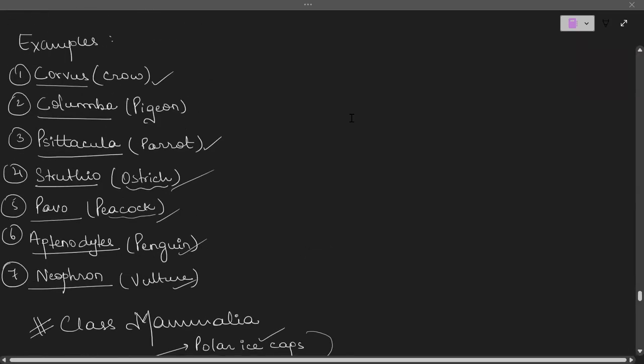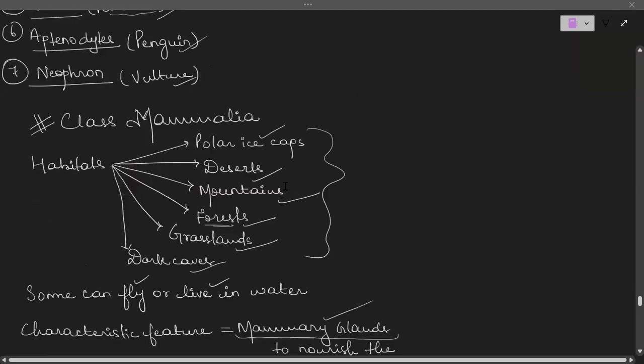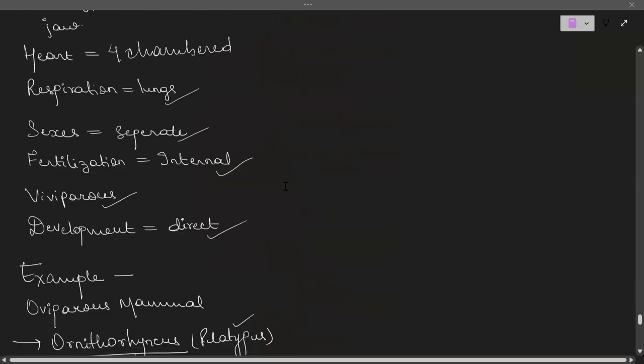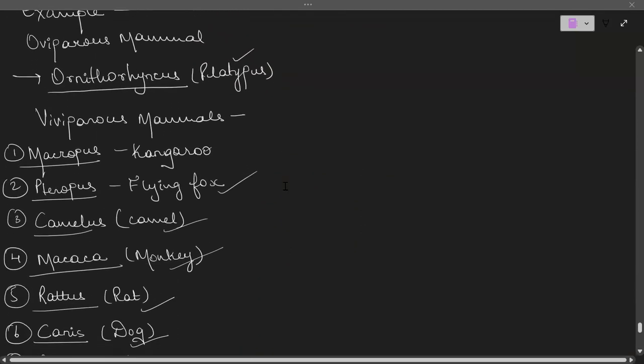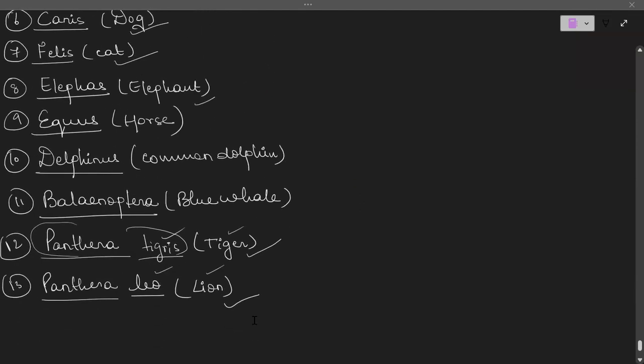Clear? And in this particular chapter, I think in my notes, I have given a little extra examples, maybe or maybe not, but the examples that are given in your book, the NCERT book examples, they are 100% important. Matlab, bohot zaruri. Theek hai? You can't skip it. Clear?